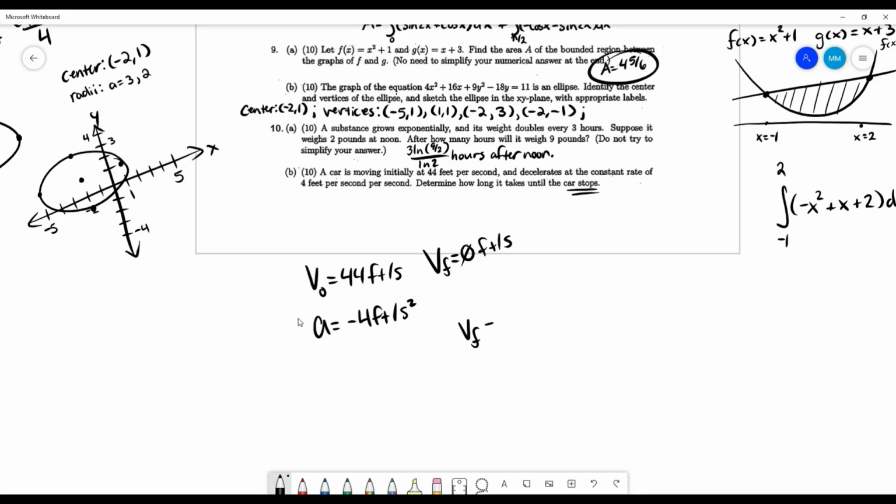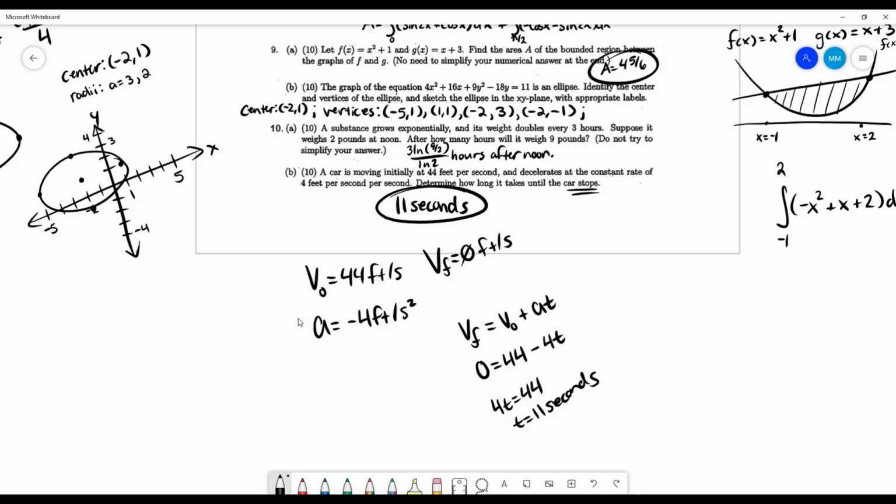So our final velocity equals our initial velocity plus the acceleration times t. So let me just plug everything in. So 0 equals 44 minus 4t. Then, of course, I can just work with this. So that's 4t equals 44. So t equals 11 seconds. So it takes 11 seconds for the car to stop.